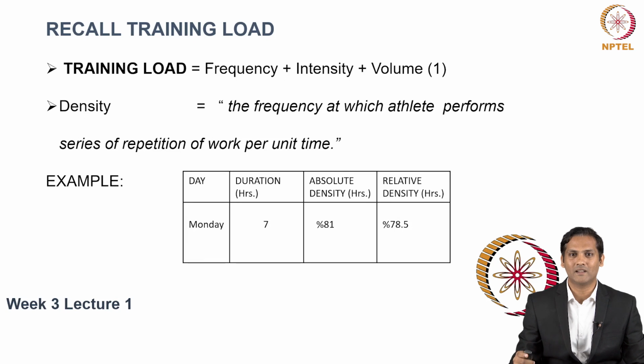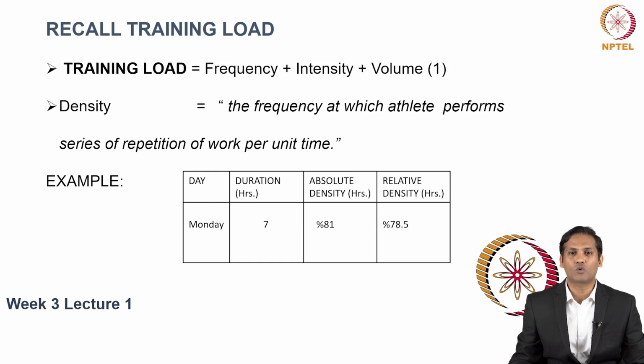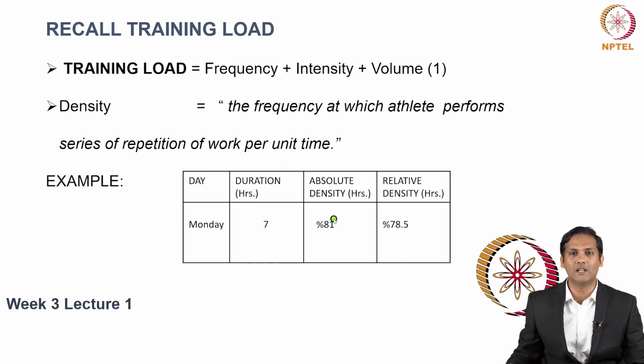Now you can see that density for a given day, a given week, and a given month helps a coach or a practitioner to understand the quantity of work that an athlete has performed compared to what has been prescribed. And it's very clear that absolute density is much more useful compared to relative density. So in the given example, on Monday, the athlete's absolute density is 81%. So whatever work has been given, he is able to perform 81% of the entire work given to him on Monday.